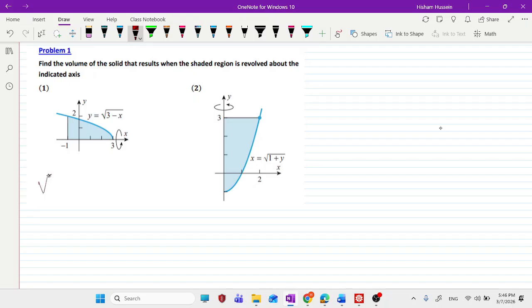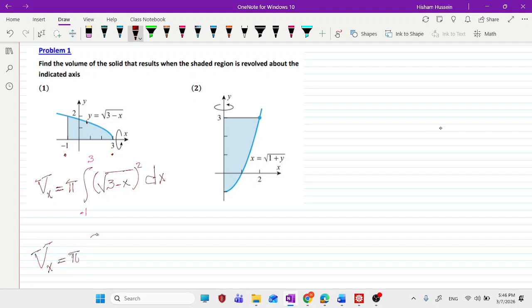For this one, the volume resulting from rotation about the x-axis equals pi times the integral. Here, y equals root of 3 minus x, so it is root of 3 minus x squared dx. Here x runs from the start of x to the end of x, which are the limits. x starts from -1 and goes to 3. That's it. Just square the integrand.